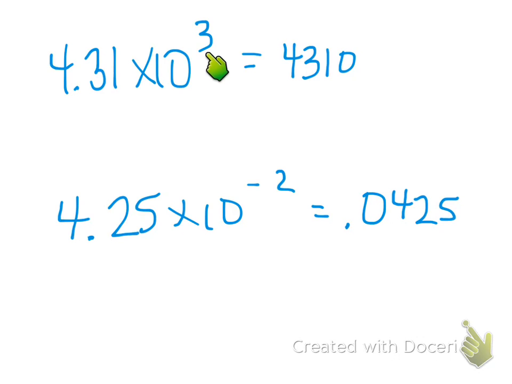The positive exponent tells us that our expanded version should be greater than 10, right? Which it is. 4,000 is greater than 10. Here our negative exponent tells us that our answer should be less than 1. So move that decimal place to the correct version.